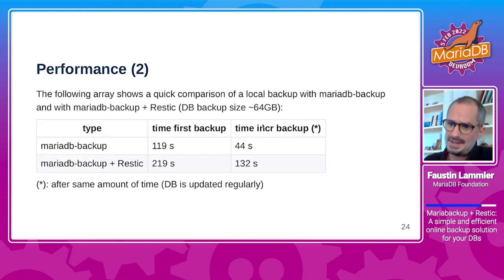But to give you an idea, those are the tests on a 64 gigabyte database. It would take you 2 minutes more or less to do it with MariaBackup. And the time necessary for an incremental backup would be more or less 44 seconds. With Restic, the first backup would take a bit more, and the incremental backup is of course quicker than the first one, because only the delta, all the increments, are added to the repository. But anyway, those are the numbers. It really depends on how your DB is used at the moment of your backups and other parameters that should maybe be tested better. But this is an idea.